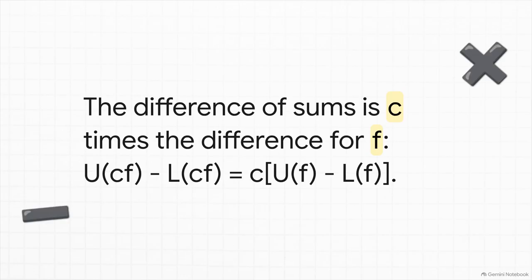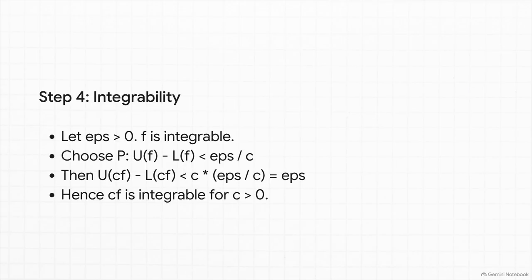Step 3. Let's find the difference of those upper and lower sums. Subtracting them, we clearly see U(P, cf, alpha) minus L(P, cf, alpha) equals c times the bracketed difference, U(P, f, alpha) minus L(P, f, alpha). Step 4. Let epsilon be greater than 0. Since f already belongs to R(alpha), we can strategically choose a partition P such that U(P, f, alpha) minus L(P, f, alpha) is strictly less than epsilon over c. Plugging this back into our difference equation from step 3, U(P, cf, alpha) minus L(P, cf, alpha) equals c times that difference, which is now strictly less than c times epsilon over c.